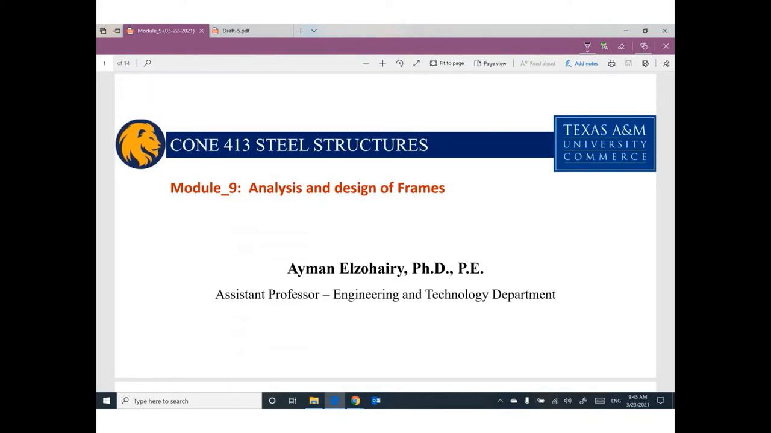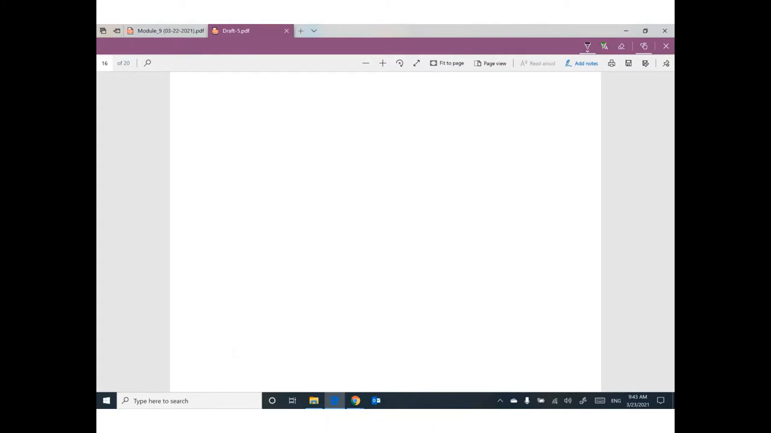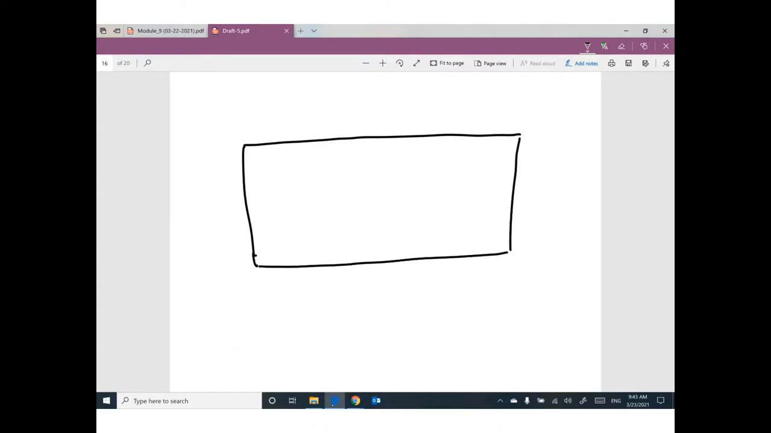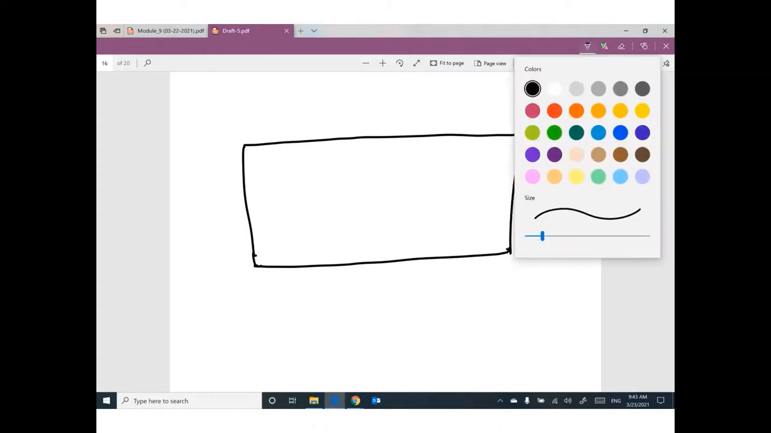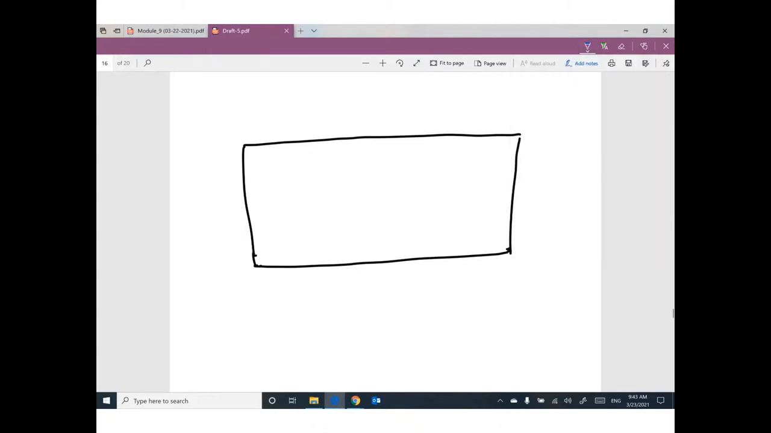Okay, so today I will repeat some information I covered before. So please pay attention, which is analysis and the design of frames. Just to give you a hint, if you have a piece of land and we would like to build our house, so the first step, we need to draw the layout.